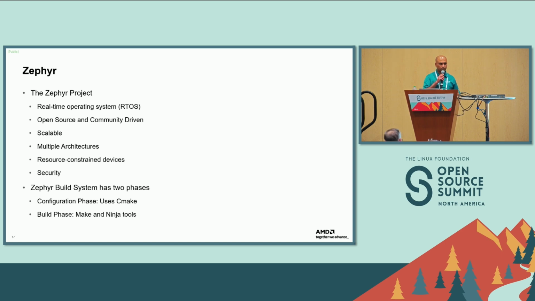So basically the Zephyr build system has two phases. One is the configuration phase, which uses the CMake tools, and the next one is the build phase. The build phase uses the makefiles and the Ninja tools. We are not going to do a deep dive into the Zephyr project here. We are mainly focused on what artifacts are required in order to build Zephyr using the Yocto project.